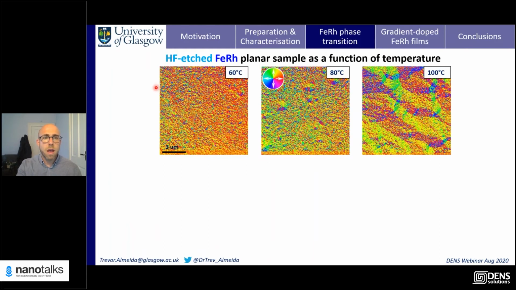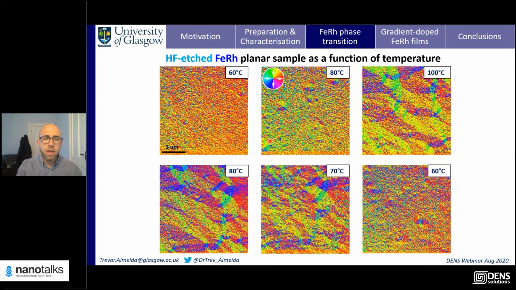So here we can see a planar view of the iron rhodium as a function of temperature. At 60 degrees, it looks fairly noisy and pretty plain. As we heat it up, we can see nucleation of small vortex states. And then as we continue heating up to 100 degrees, we can see formation of very large domains of quite large areas, and we can say that this is in a fully ferromagnetic state.